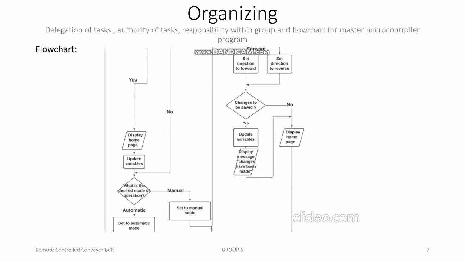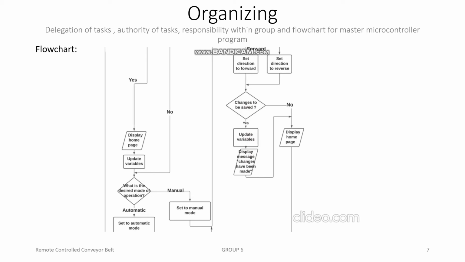Finally, after cycling through all the inputs, it is determined whether any changes have been made, and if any changes have been made, the user is asked whether they would like to save those changes. If the user would like to save any changes, they will have to press the confirm button, after which the variables governing the input parameters will be updated and a message saying that changes have been made will be displayed on the LCD.